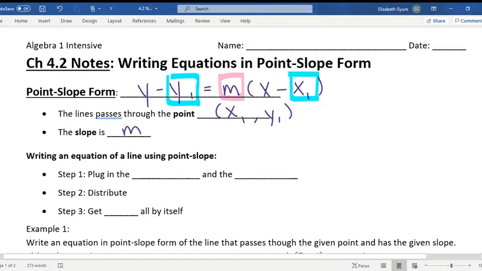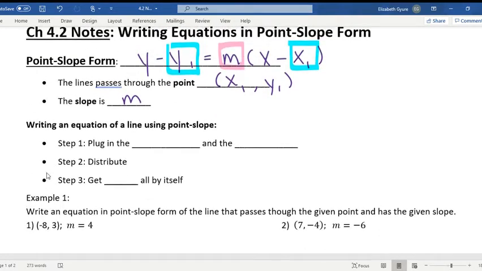So writing an equation of a line using point slope, we have a 3-step process here. We are going to plug in the point and the slope. So plug the point in for x1, y1, plug the slope in for m. Then we're going to distribute, because see how there's parentheses? There's going to be a number outside of our parentheses we have to distribute. Then you want to get the y all by itself. It'll be kind of like our 2-column method. I'll show you. Okay.